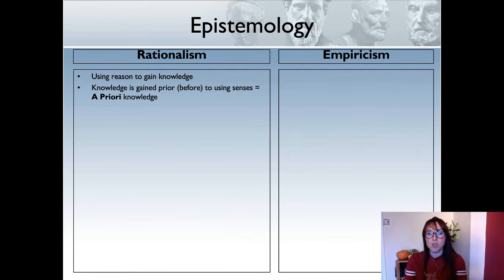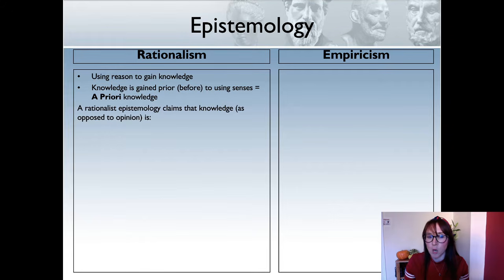An argument that is therefore created prior to or before senses is known as a priori, as in prior to the use of senses, based purely on reason. An argument is a priori. You can't be an a priori person. You create an a priori argument.